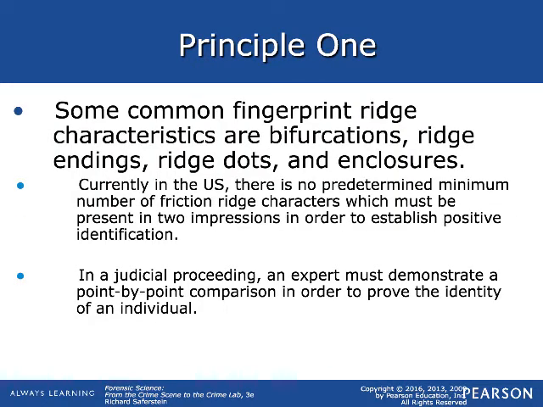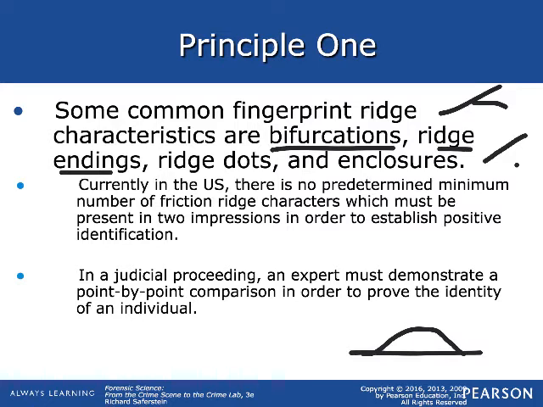Okay, now, common ridge characteristics or minutia are things called bifurcations. A bifurcation is kind of like a tree branch. It's something that splits. Bi is two. Ridge endings, those are where the ridge actually stops. So that's not too profound. Ridge dots, they kind of make sense, right? It's like a little spot. And then enclosures. An enclosure is a place where two ridges come together and there's a space in between.